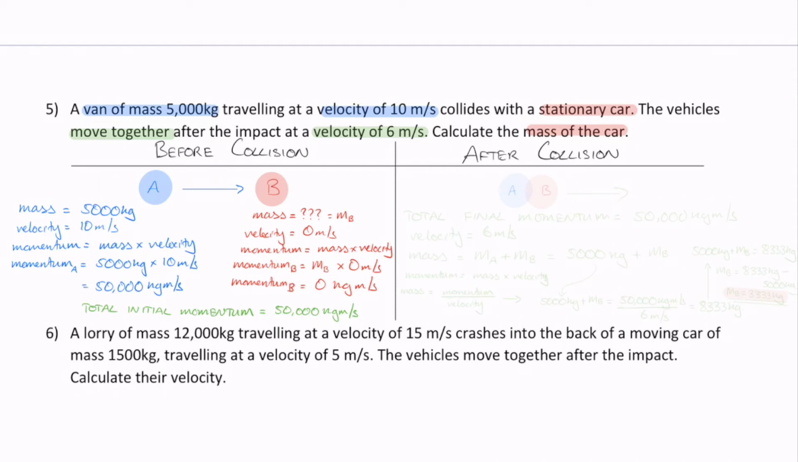Now let's look at what happens after the collision. We have body A and body B moving together this time after they collide. That's body A and body B moving together in the same direction. So, according to the law of conservation of momentum, total final momentum is also equal to 50,000. Don't forget the units.